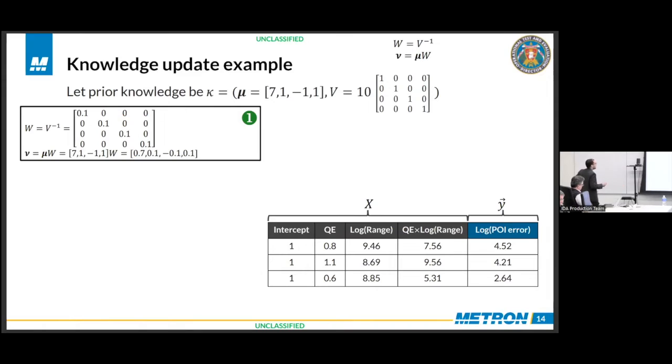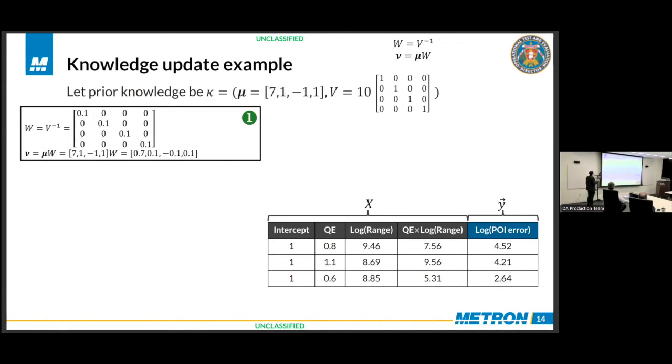Right? So that was a lot of equations, but let's take a look at an example with some numbers. Let the prior hyperparameter vector, the knowledge, kappa, have mu equal to 7, 1, minus 1, 1. And let the variance of the parameter distribution be this diagonal matrix of 1s times 10. Let's say you've collected this data over here: 3 data points, 3 experiments, and the associated point of impact errors, or log point of impact errors. How do I perform this update?